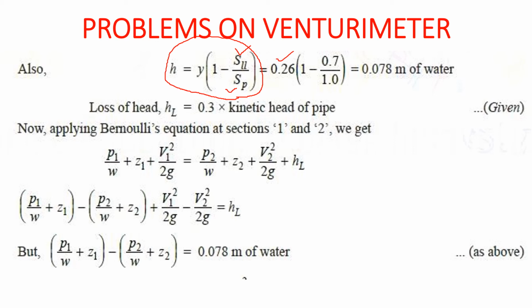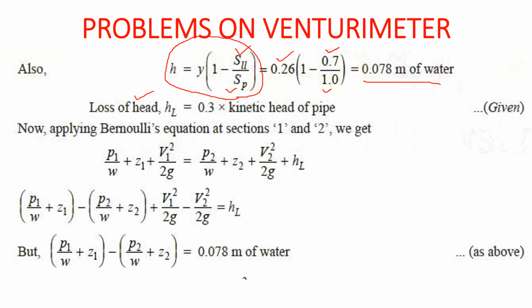So 0.26, 1 minus 0.7 is the specific gravity of the lighter liquid. This SP is the specific gravity of water. So therefore we get H as 0.078 meters of water. Then in the problem, they have given that the loss of head is 0.3 times the kinetic head of the pipe. So therefore, the kinetic head we have to calculate.